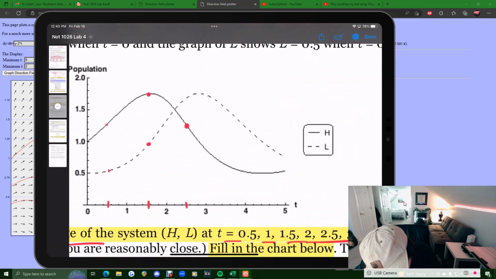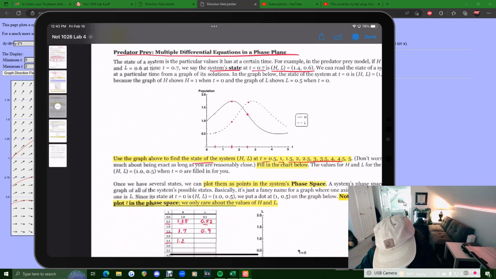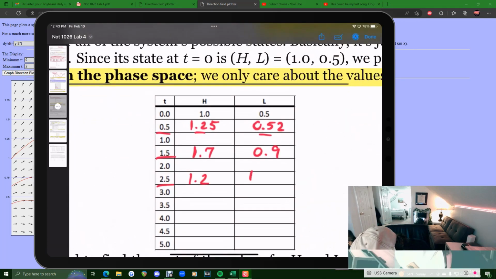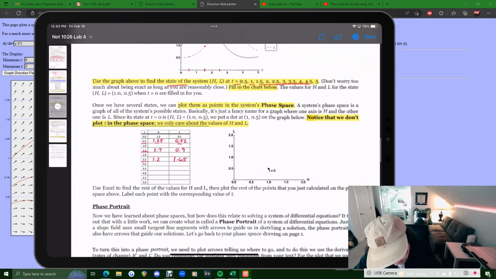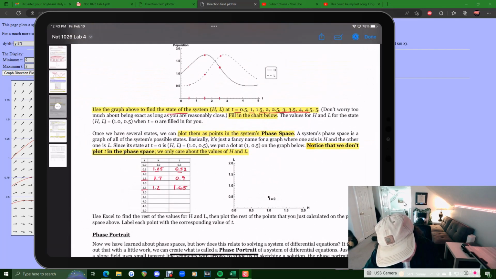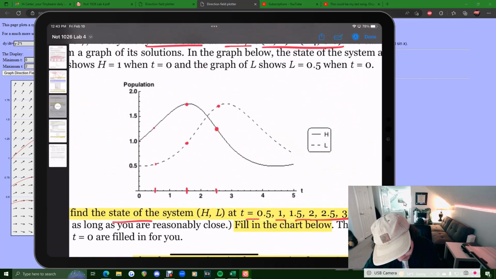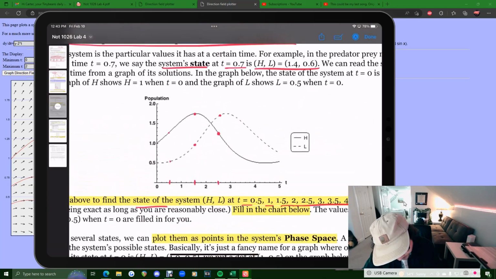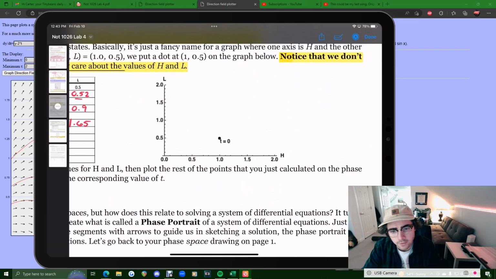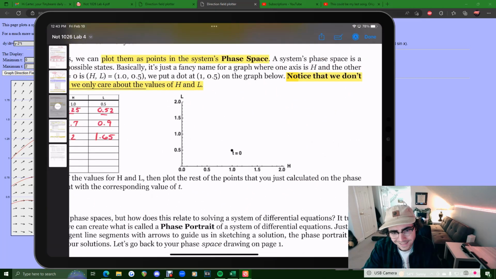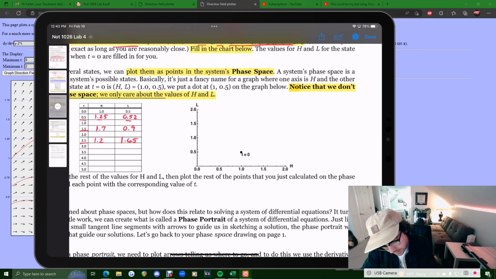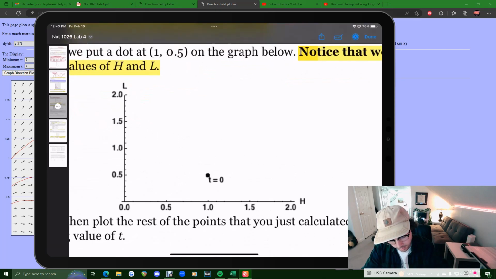And then at 2.5 for the L, it's almost at its max. So I'd say that's like 1.6, 1.7. Might do like a 1.65. You get the idea. So once you have those, notice the difference between this graph and this graph here. They have T on the x-axis here, but down here, they have H and L on the axes. So the idea is to use these H and L pairs as your new ordered pairs and plot those as points on here.